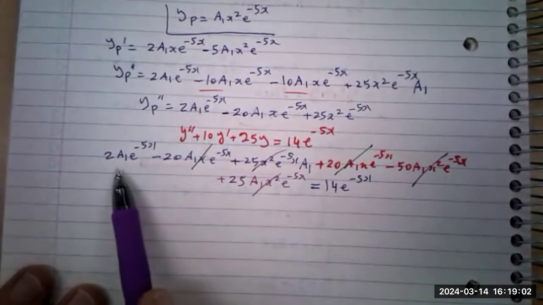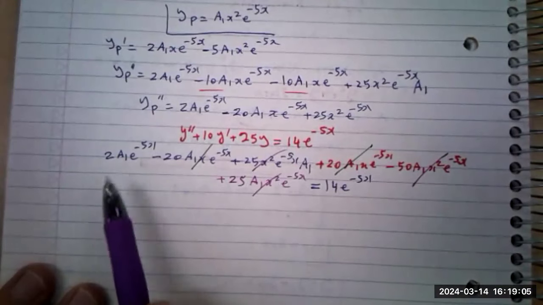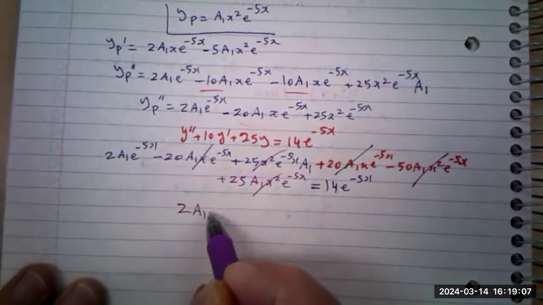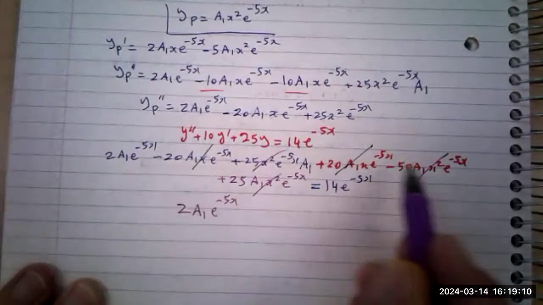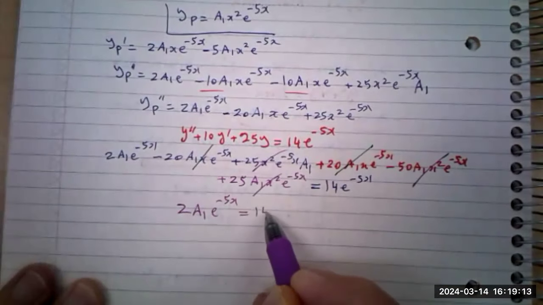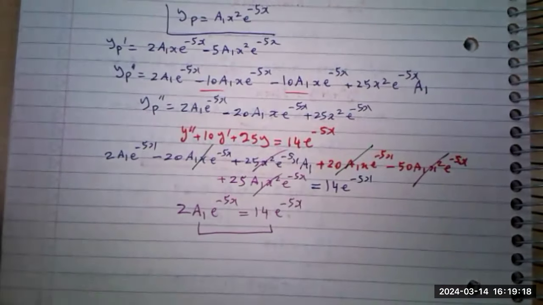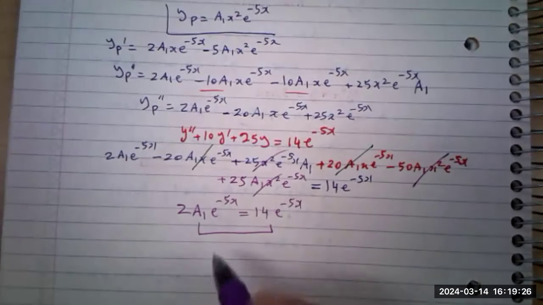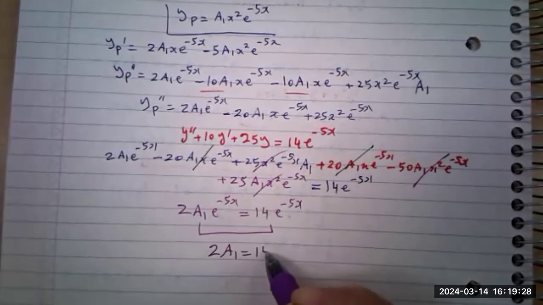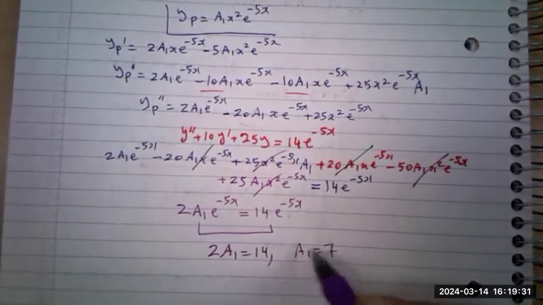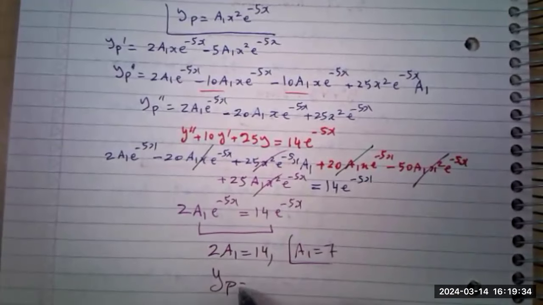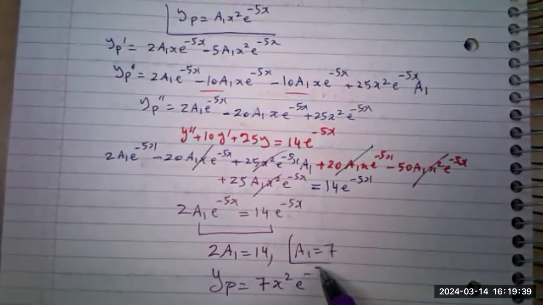The leftover must be something independent of the x. So the leftover is going to be 2a1 e to the negative 5x, nothing else, equal to the 14 e to the negative 5x. You can drop e to the negative 5x if you like, or just get the coefficients to be equal to each other. So you arrive at the fact that 2a1 is equal to 14, so a1 would be 7. That's it. So yp is going to be 7 x squared e to the negative 5x.